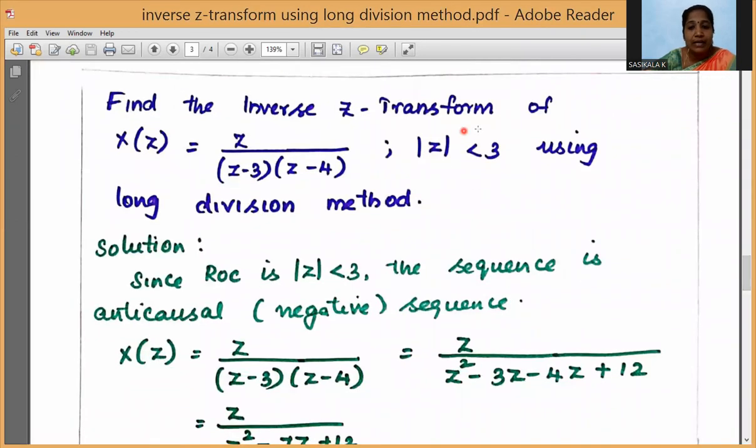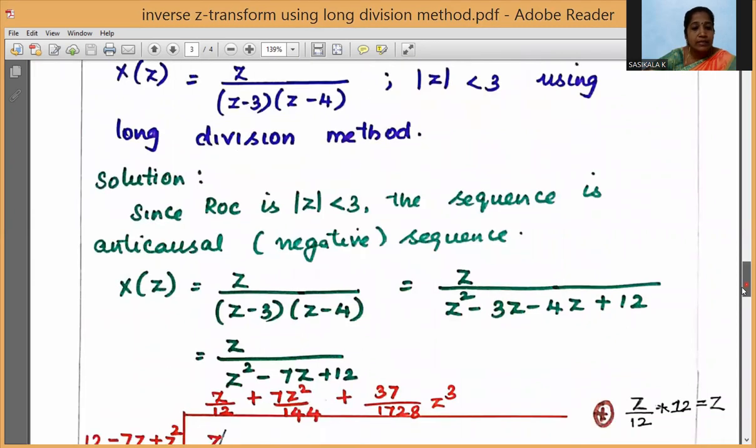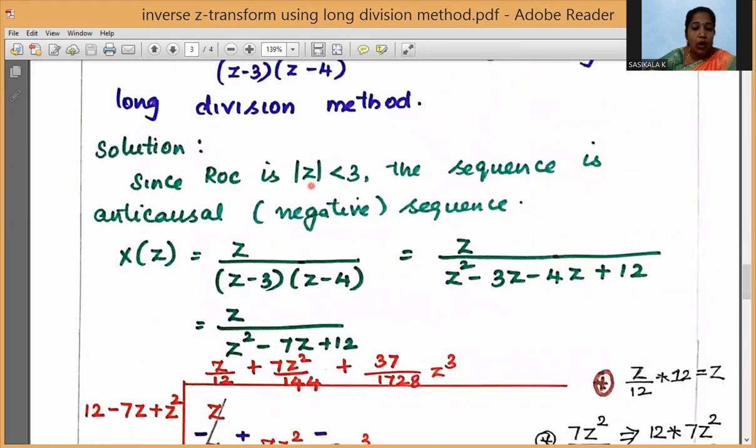Find the inverse z transform of x of z is equal to z by z minus 3 into z minus 4, where mod z is less than 3 using long division method. So listen, since ROC is mod z less than 3, the sequence is anti-causal or negative sequence.